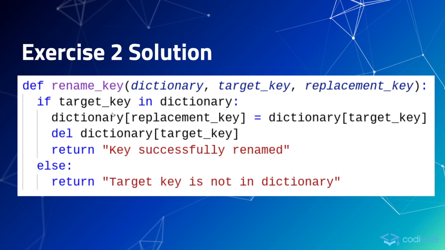So if it is in the dictionary, this is how we would do it. We would create a key value pair like this: dictionary, which is the dictionary that they entered, and the key is going to be the replacement key since that's the new key we want. And to that, we assign whatever value was at the target key that we needed to replace. After that, we have to delete the original target key because its value has been relocated to this replacement key. And we can return, if we want, a string that says key successfully renamed.